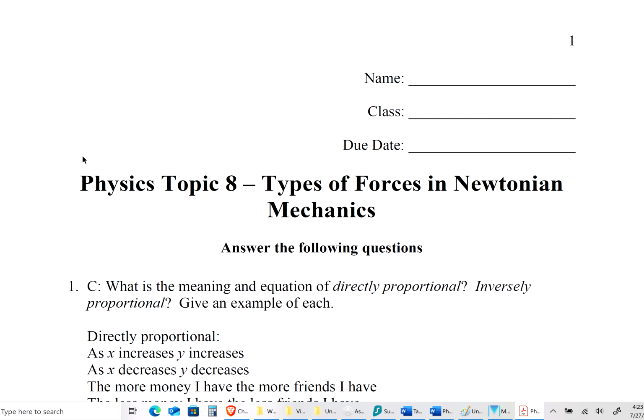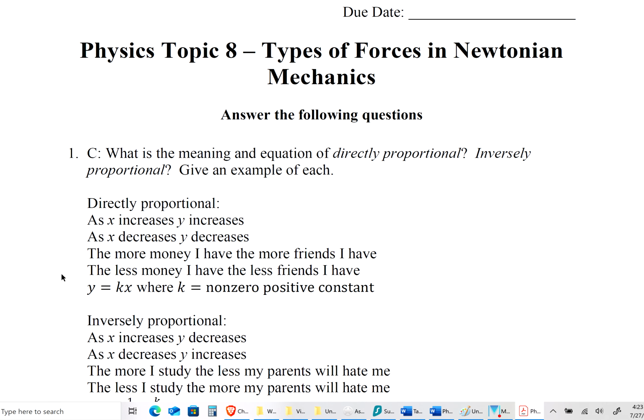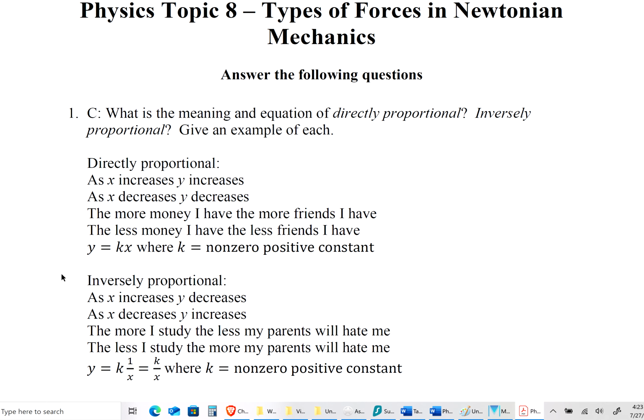This video is about types of forces in Newtonian mechanics. Question number 1. What is the meaning and equation of directly proportional and inversely proportional? Give an example of each.